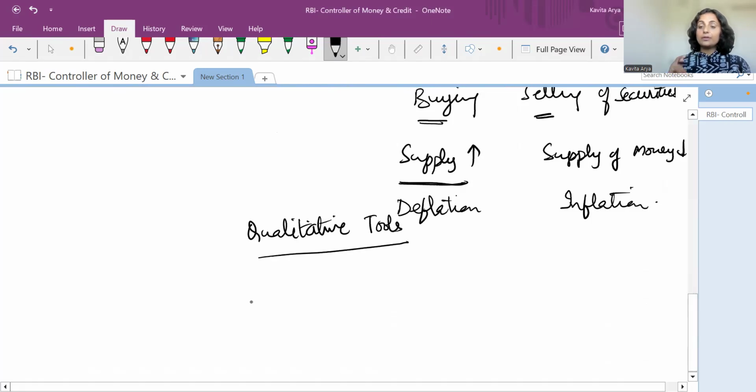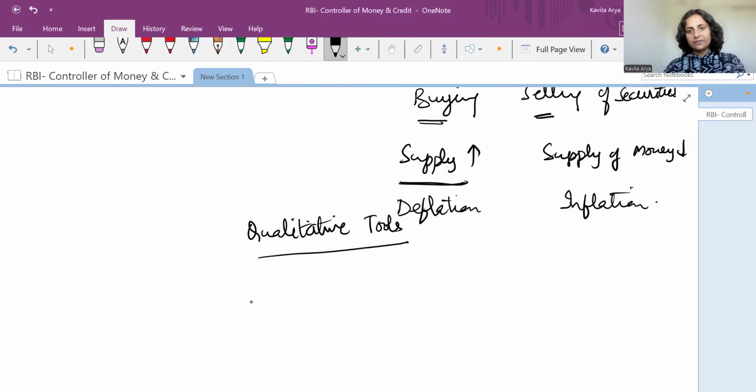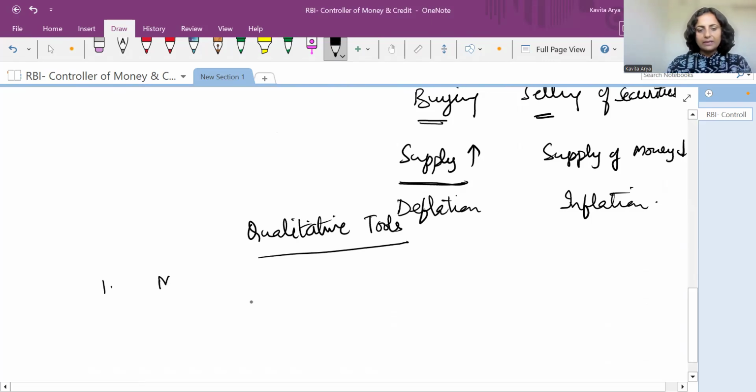Before moving any further, you must note that quantitative tools are general, but qualitative tools are specific. Quantitative tools talk about the quantum of money released in the economy, but qualitative tools basically focus on the direction and the sectors to which the money and credit are going. So in the qualitative tools, the very first one I'm taking is margin requirement.